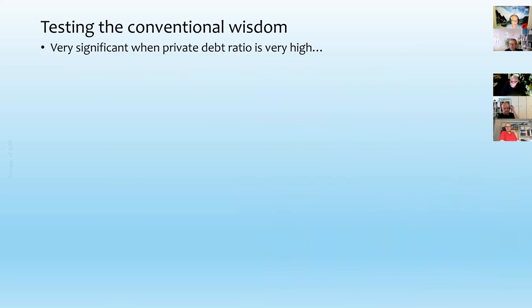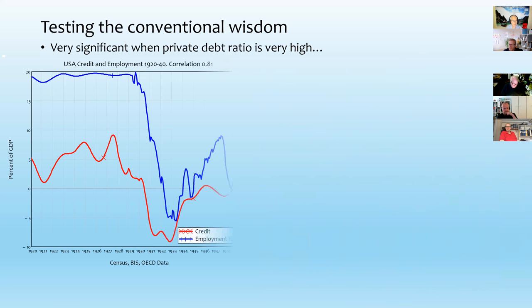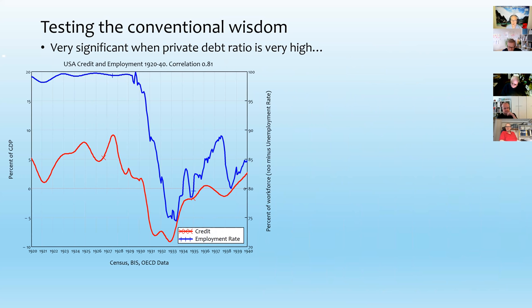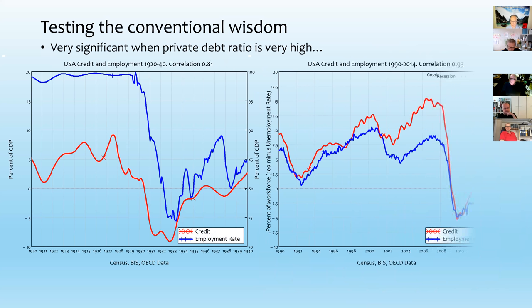If we have a high level of debt, this is looking at the data for the 1930s: a plunge in credit, a plunge in the employment rate. Looking at the same thing in 1992 to 2010 or 2014, the same story, an enormous correlation between credit and the level of employment. Credit goes up, so does employment. Credit goes down, so does employment. So this is what's being left out of mainstream economic thinking. And it's huge.